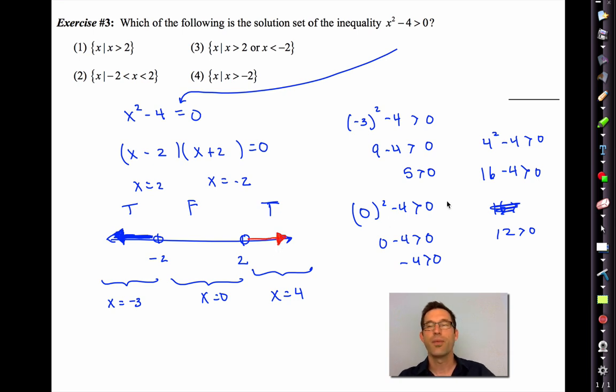There's my inequality. Now, what's my final answer? Well, my final answer is all values of x that are less than negative 2 or greater than positive 2. And that's choice 3. All right. Not too bad. I know that it looks like a lot of work, but you'll get the hang of these pretty quickly. So pause the video now, copy down anything you need to, and then we'll go through quite a few exercises.